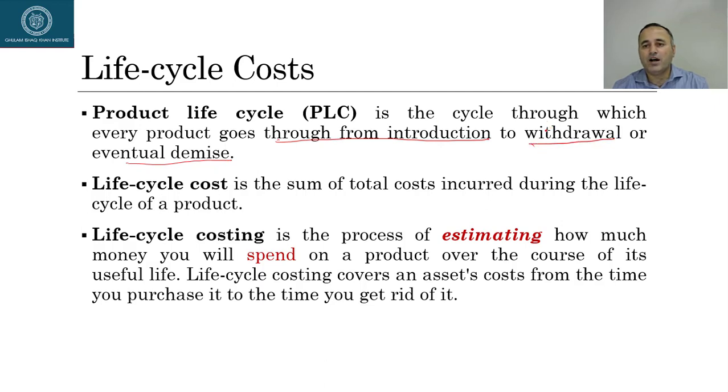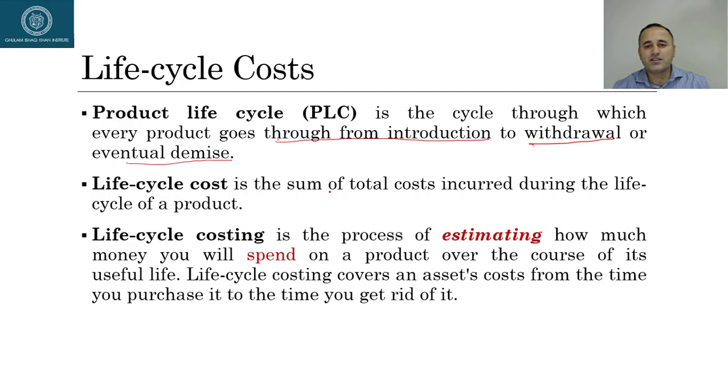For example, Microsoft processors. We started with the Core i3, Core i5, Core i7. We may have some other, more advanced processors, but these are actually withdrawn by the company. They do not die naturally, they do not exhaust their useful life. So every product actually has a life cycle.